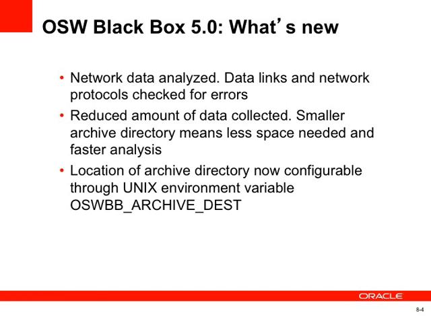Version 5 has added some new changes to OSWatcher Black Box. The utility now provides a network analyzer to analyze netstat files. Data links and network protocols are checked for errors. Version 5 also collects less data, thereby reducing the footprint of OSWatcher Black Box. An added benefit to smaller archives is the less time it takes to analyze the files. The location of the archive directory is now configurable through the use of an environment variable. The environment variable OSWBB_archive_dest can be set to any device or location.